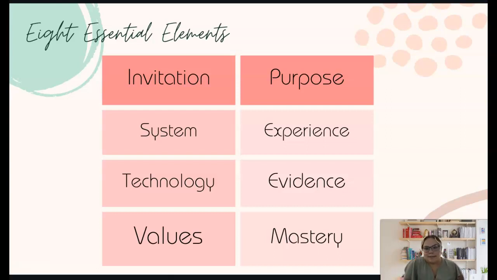Technology is basically that. How is it or can it be used or not used? And then evidence demonstrates the ideas, theories, and the history of the method approach. Values describes the core principles. What are the behavioral expectations? And then mastery is how can someone become a master in utilizing this change method?